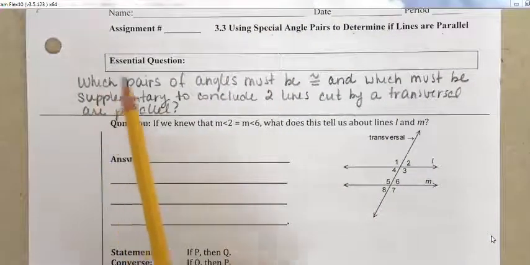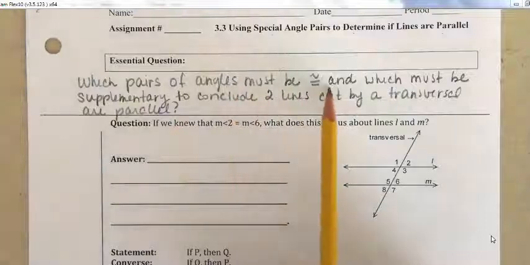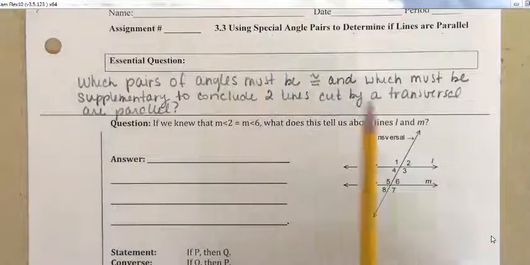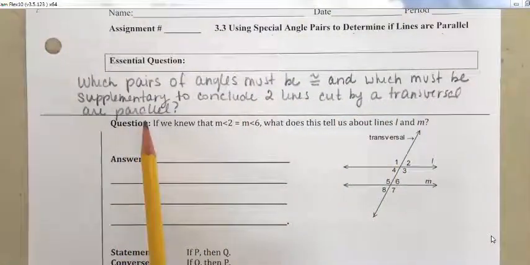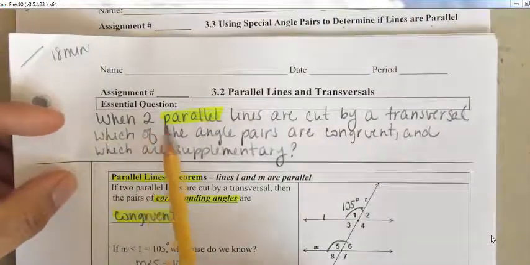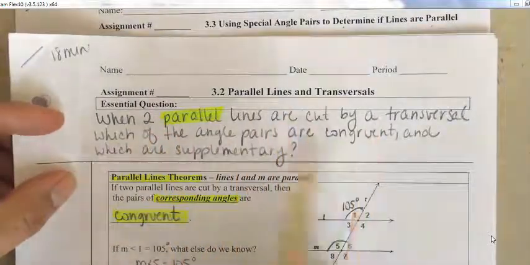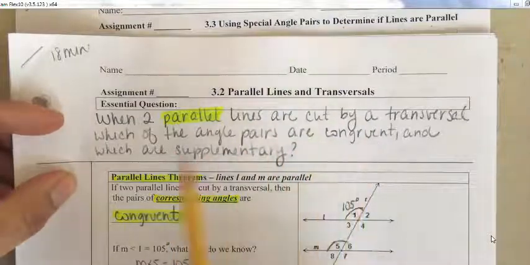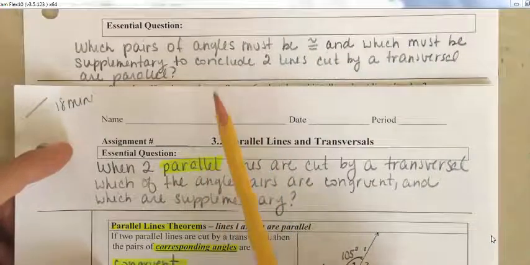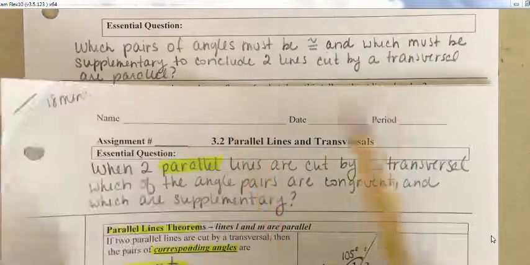So your essential question: which pairs of angles must be congruent and which must be supplementary to conclude two lines cut by a transversal are parallel? Whereas in the previous lesson, notice I started with, when two parallel lines are cut by a transversal, which of the angle pairs are congruent and which are supplementary? Okay, so these are what we call converses of each other, and I'll explain that in a minute.